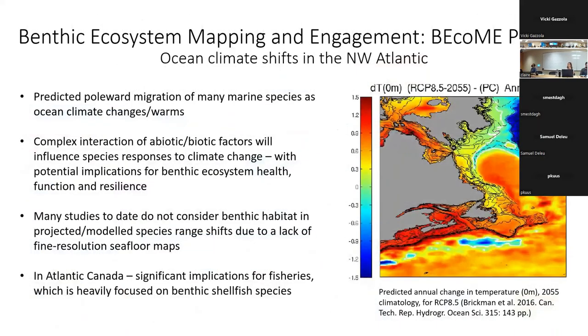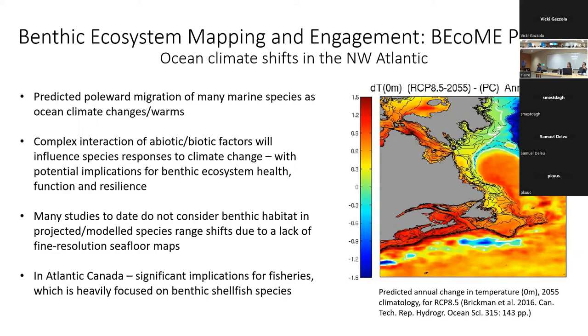So the big question is, because of climate shifts and changing ocean climate, there's predicted poleward migration of many marine species. It's a complex interaction of abiotic and biotic factors that influence how those species will respond to climate change. A lot of those are unknown, but there are potential implications for benthic ecosystem health, function, and resilience.